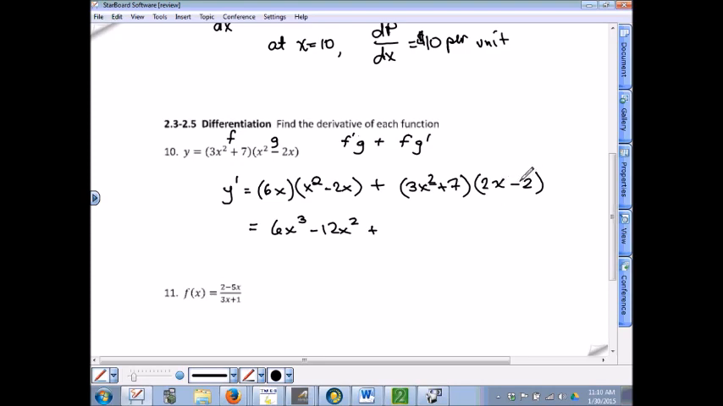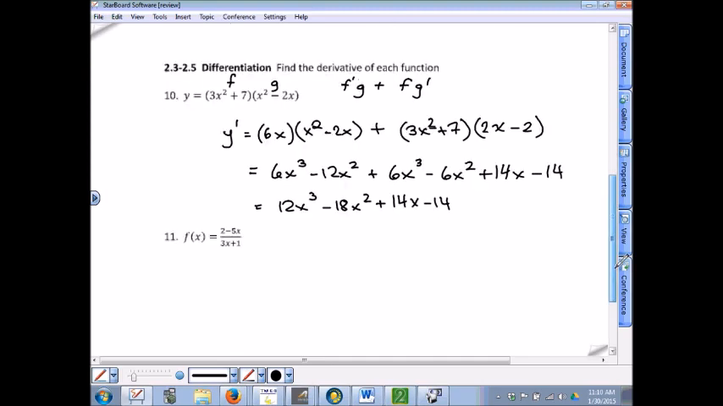Sorry about that. So here we'd have to distribute this together, and we would get 6x cubed minus 6x squared plus 14x minus 14. Combine your like terms, and we get 12x cubed minus 18x squared plus 14x minus 14.